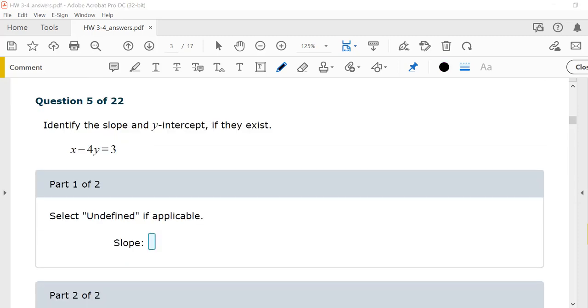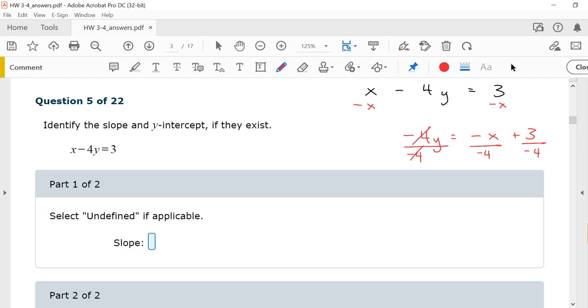Number 5, when it's given to you in the form x minus 4y equals 3. X minus 4y equals 3. I want to subtract x from both sides. So negative 4y equals negative x plus 3. Now divide everything by negative 4.